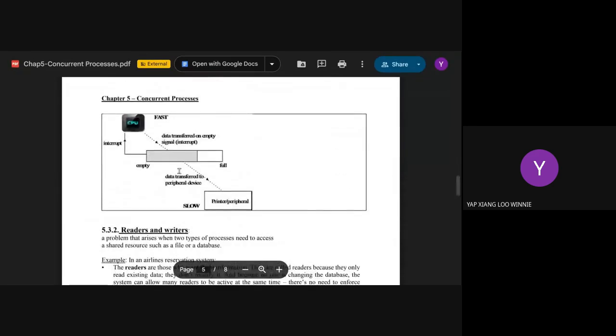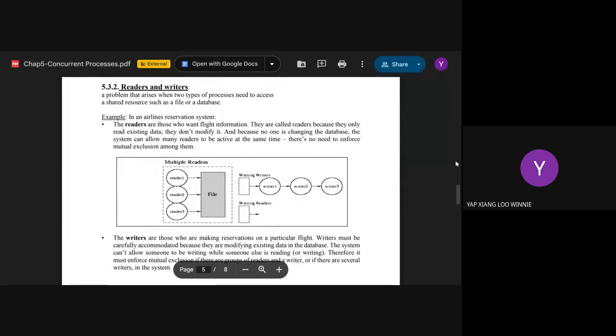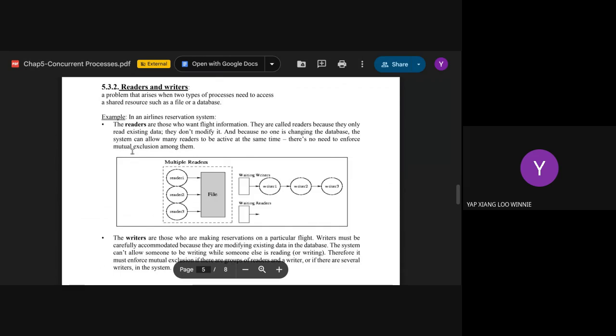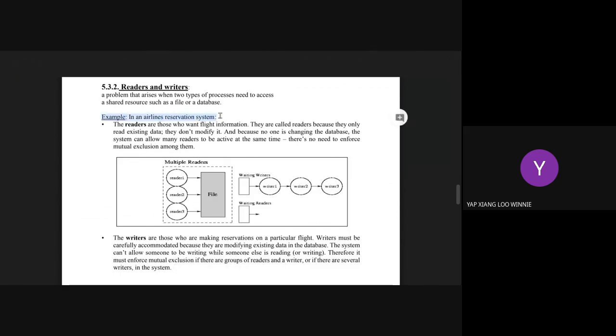Okay, now we go to the next case, which is reader and writer. Okay, what is a reader? What is a writer? To make it simple, you have a database. The readers just read the data out. The writers are going to modify the data in the database. Okay, so in this 5.3.2, we give an example where we are using an airline reservation system, such as AirAsia. Okay, if you have ever used AirAsia to check flight information or book a flight, then this is the case for readers and writers.